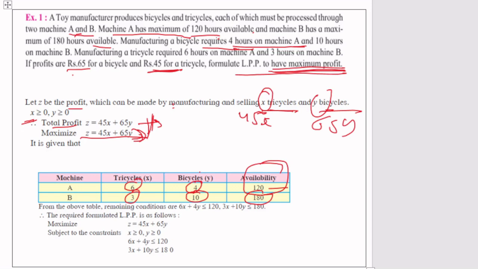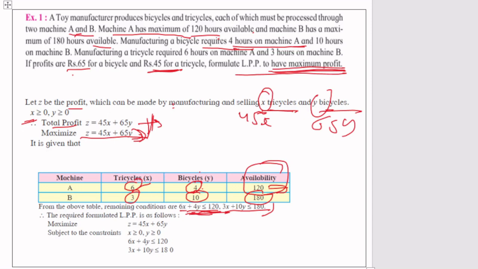How? The first one: 6x plus 4y less than or equal to 120, because it cannot go beyond 120, as the maximum availability is 120. So it should always be less than or equal to 120. We cannot use a machine more than available. For machine B also, 3x plus 10y less than or equal to 180. This also cannot be used more than 180. So we got the equations, right?